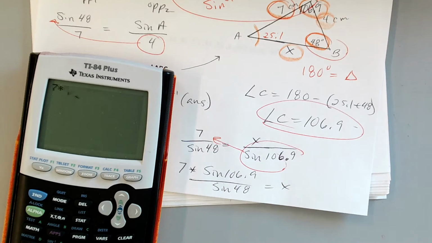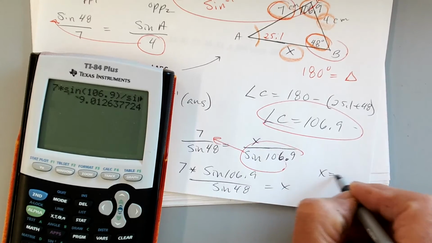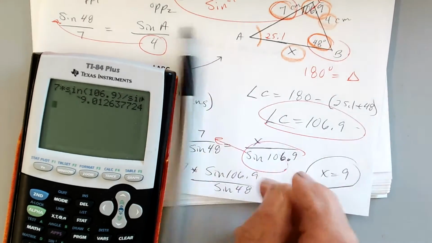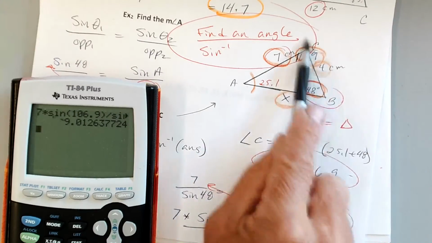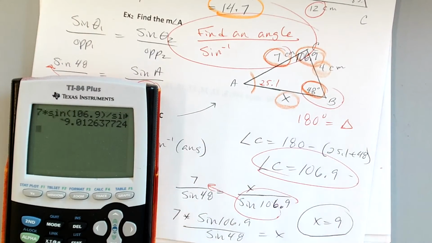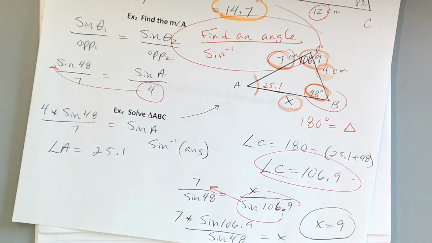Yeah. Sine of 106.9. Close the parentheses. Always close your parentheses. Divided by sine of 48. And I get an answer of about 9. Okay, does that answer make sense? Look at the triangle. If this is 7 and that's 4, could that be 9? Sure. Answer makes sense, okay? Are you guys ready to turn the page?